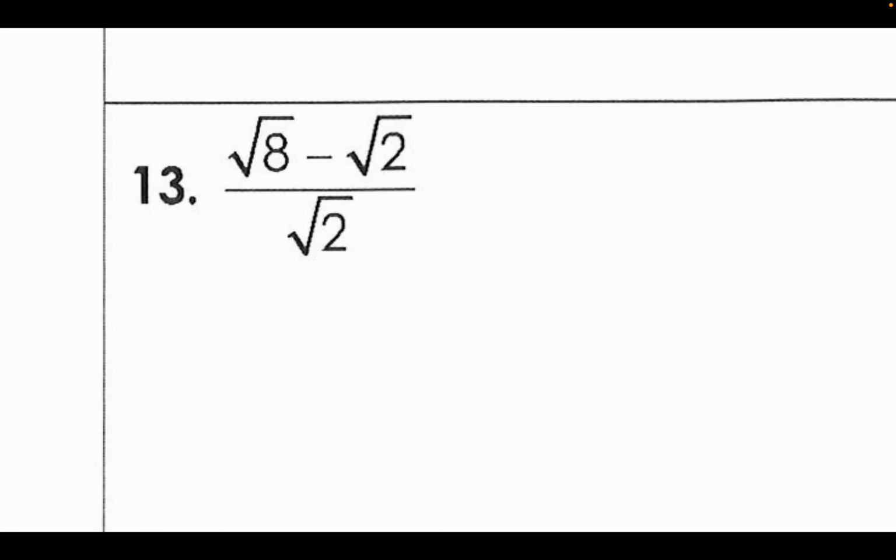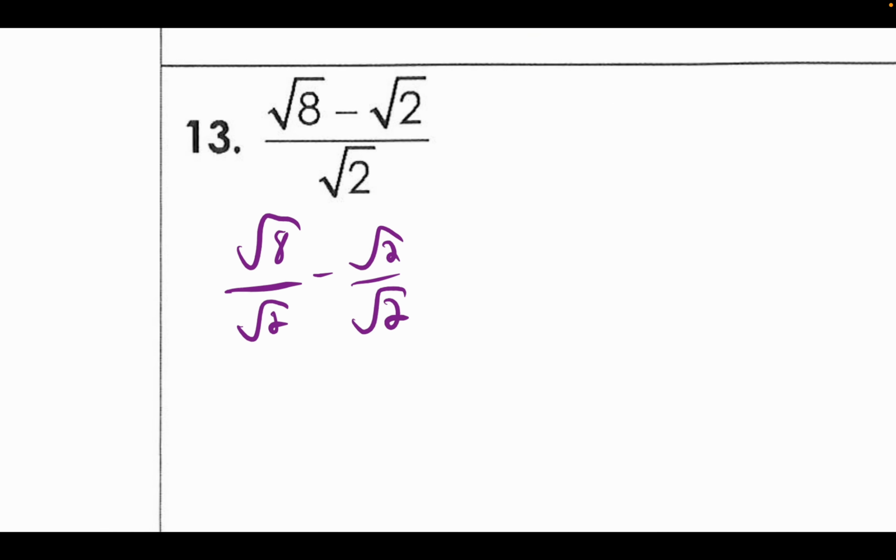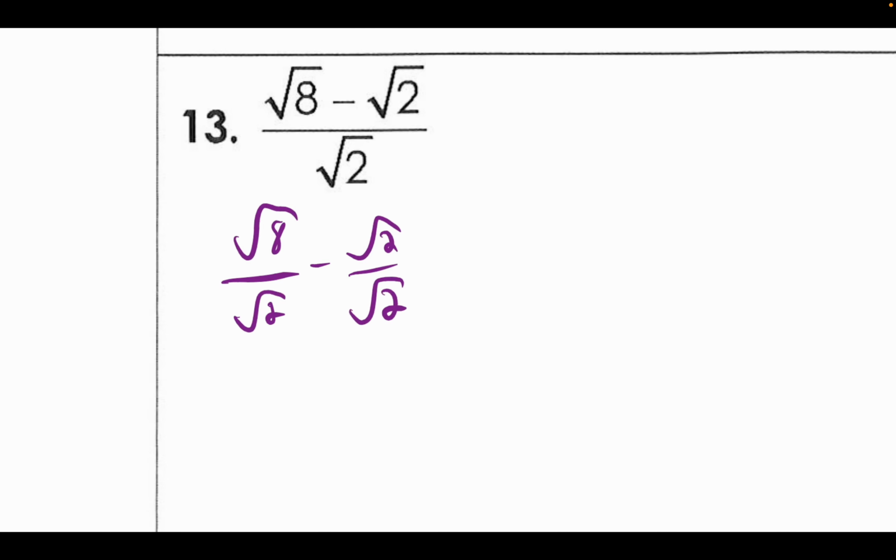So, a couple of different ways we can handle this problem. I'm going to first talk about the easier way, and then I'll talk about the longer way. So the easier way is to split this into two different fractions. Square root of 8 over square root of 2 minus square root of 2 over square root of 2. So you can always split fractions, split the numerator into multiple fractions over the denominator.